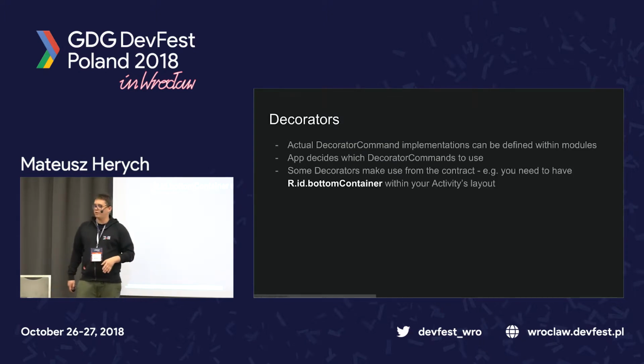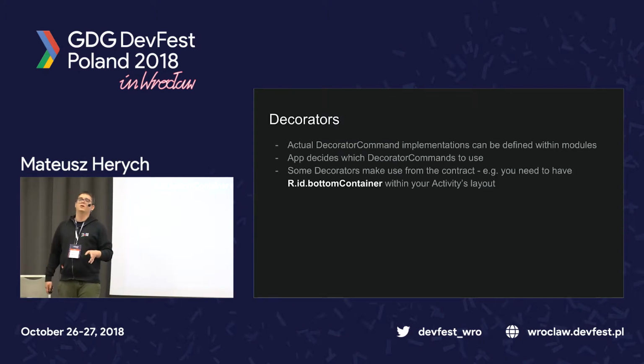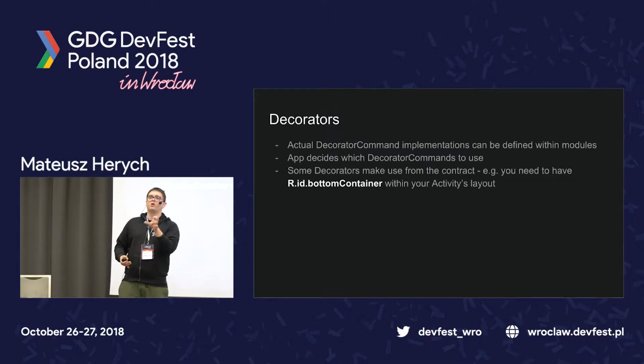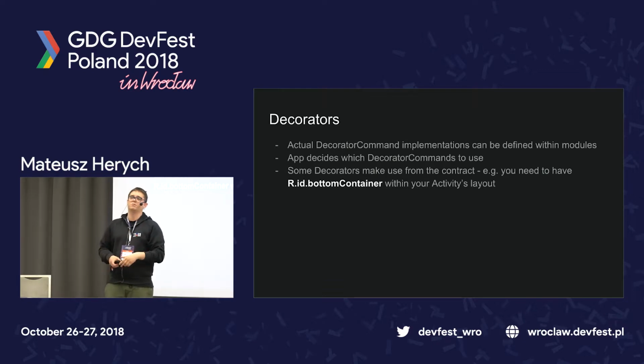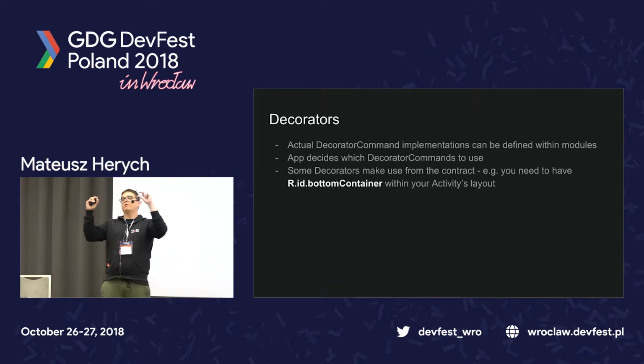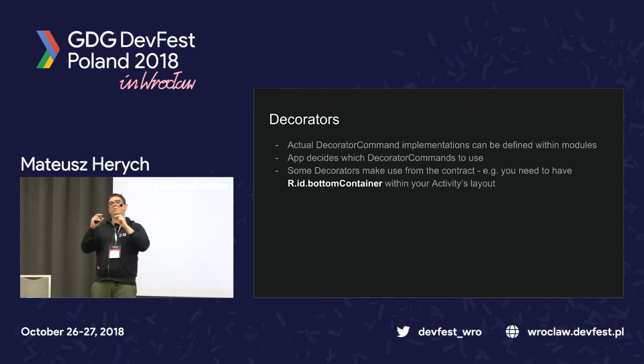So app decides which decorator commands to use. Some decorators make use of the contract. We agree with our designers, okay, this is our screen, and those are the common shared parts of all our screens. We have a toolbar on the top. For the top level screens, we have a bottom bar at the bottom. Under the toolbar, there is a space where you can attach something small. And above the bottom bar, there is another space you can attach something. We had the Android resource IDs within the base module that identify those areas of the screen, so then those decorators can leverage them.